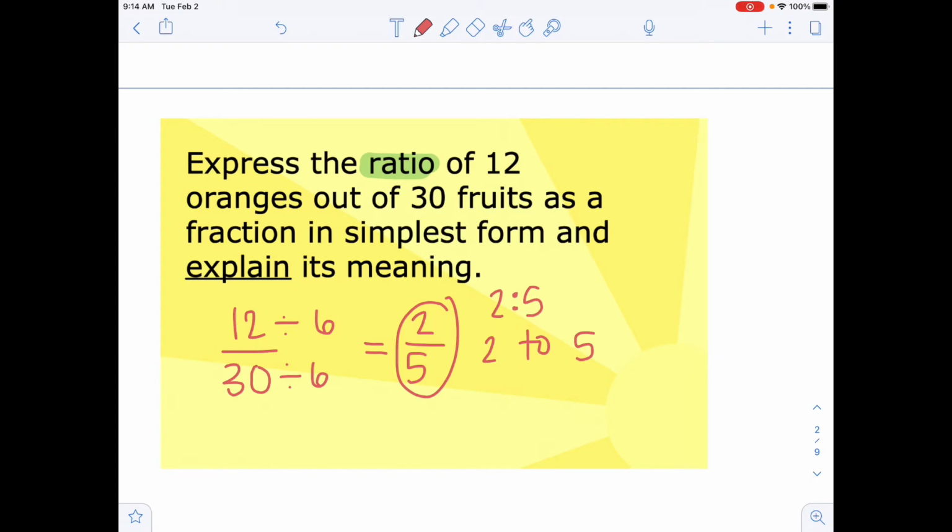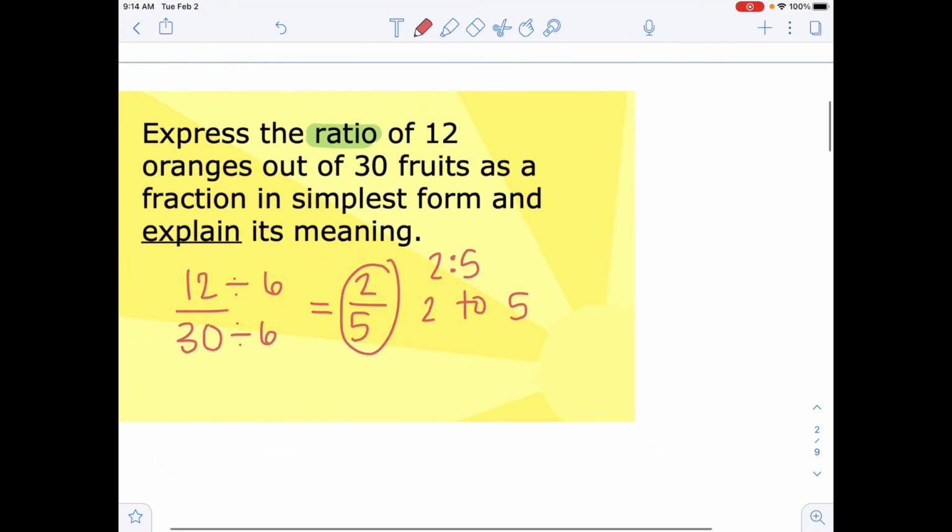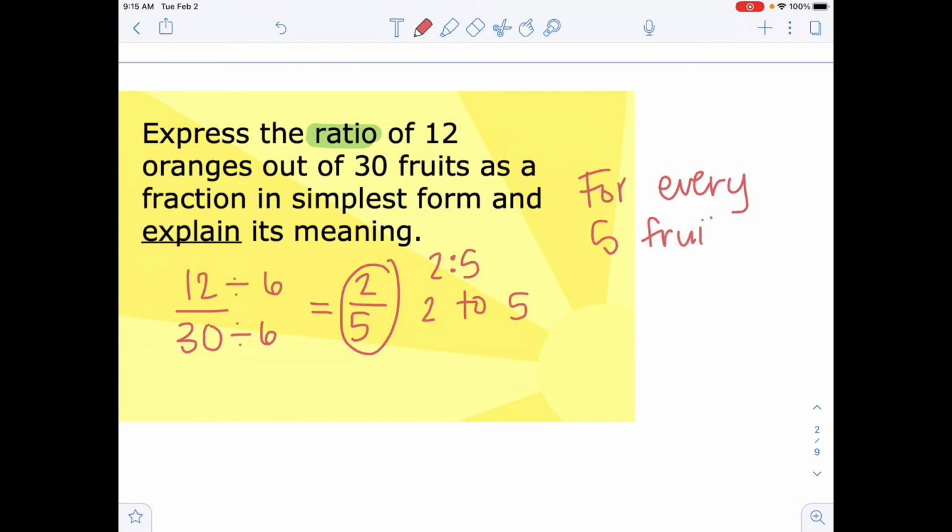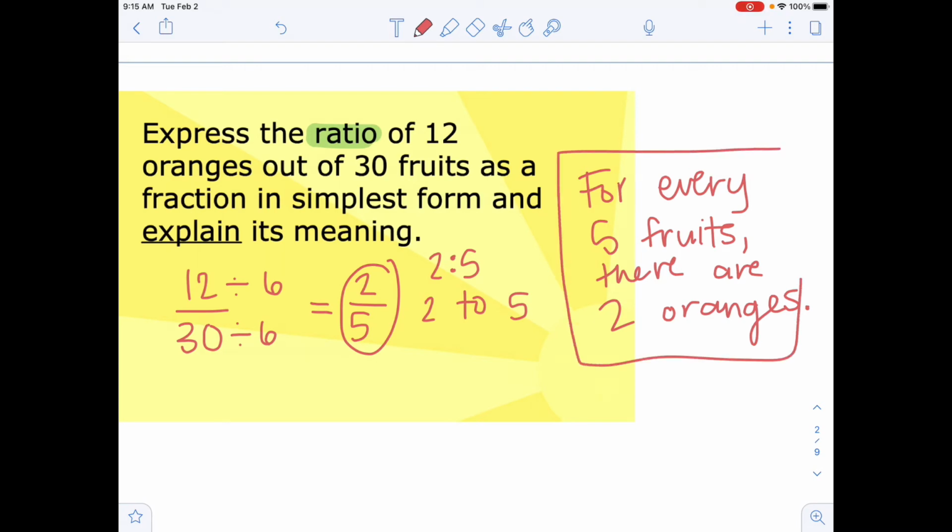And then it says to explain its meaning. So the easiest way to explain a ratio's meaning, I think, is to start with the denominator. I always tend to do that. So I write, for every 5 fruits, there are 2 oranges. Okay, so you can always do that. Start with the denominator for every 5 fruits, then go to the numerator. There are 2 oranges. Okay, so make sure with ratios, simplified, no labels.